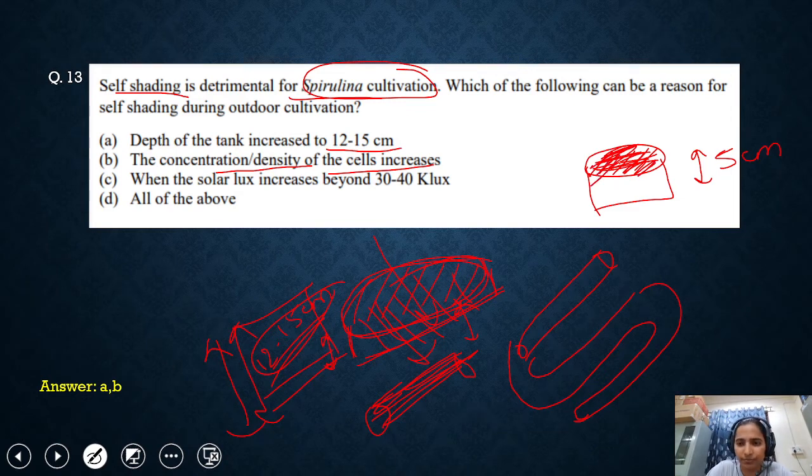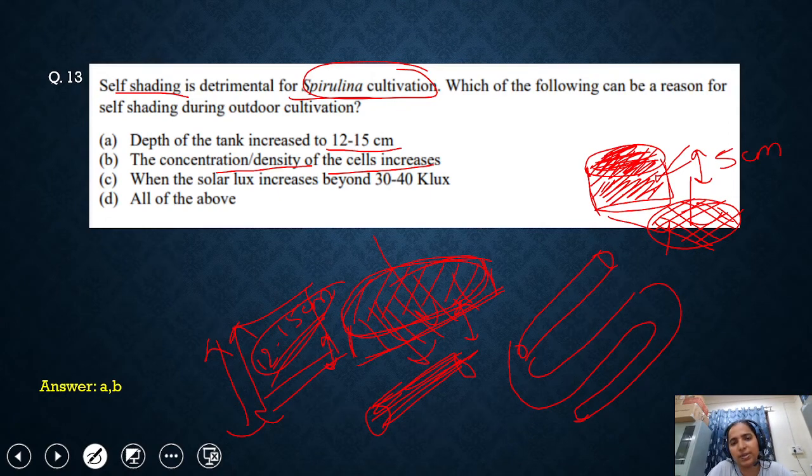Suppose this is showing the concentration. If the concentration is very high, then at the bottom, first, again the sunlight problem: if the concentration is very high, then light might not be able to penetrate, and it is also not able to provide proper oxygen and proper environment for their survival. So if the density or the concentration of these spirulina increases, then self shading also starts occurring. And if the depth starts increasing, or when you increase the depth more than 10 centimeter, then it will also degrade.